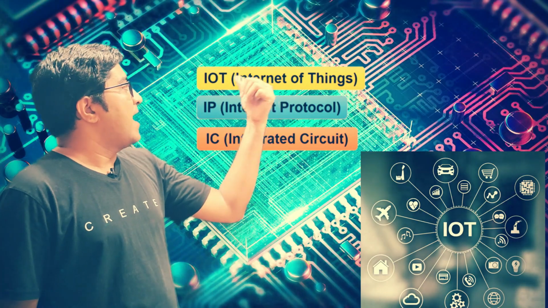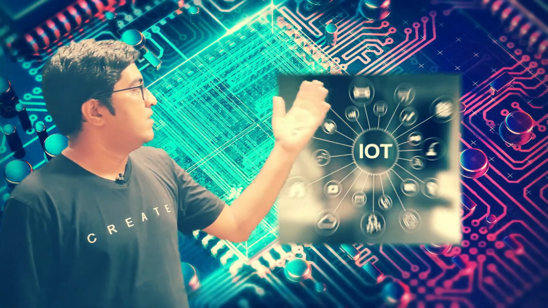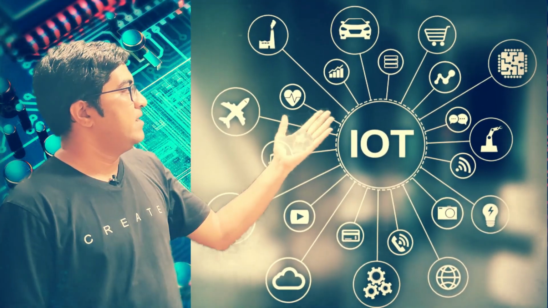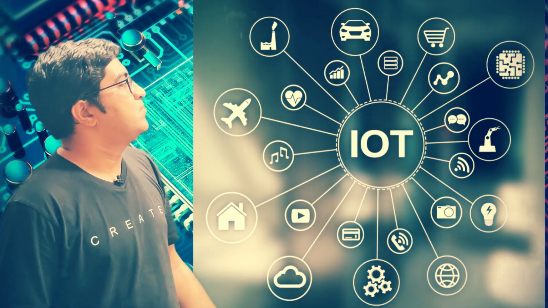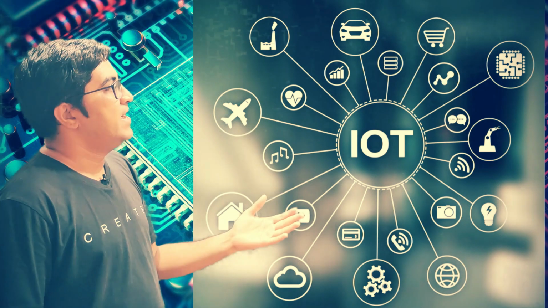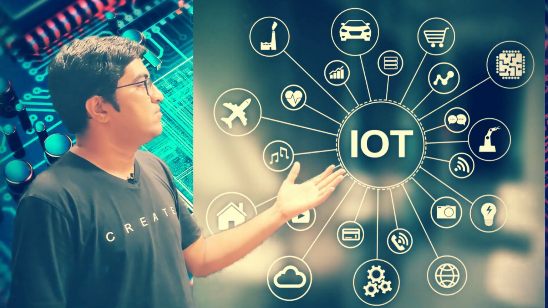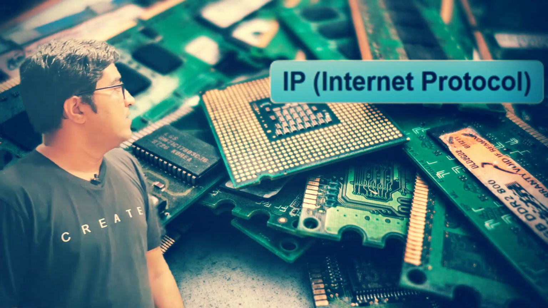The next term is IoT. Its full form is Internet of Things. It describes the network of physical objects or things that are embedded with sensors, software and other technologies for the purpose of connecting and exchanging data with devices and systems over the internet. The next one is IP. Its full form is Internet Protocol.